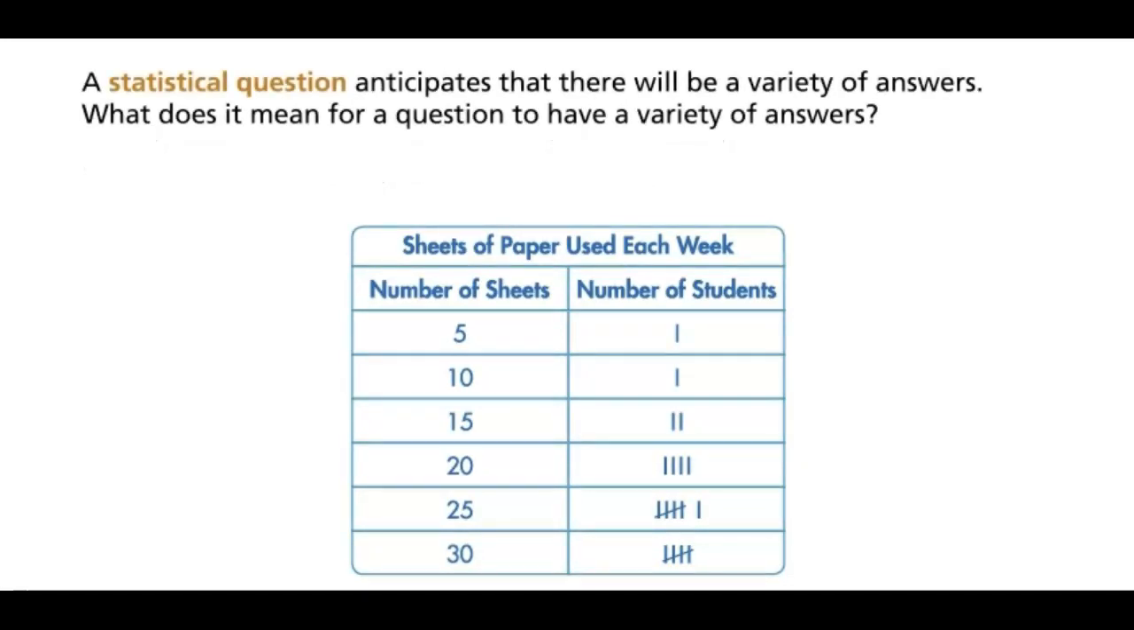A statistical question anticipates that there will be a variety of answers. What does it mean for a question to have a variety of answers? When you say variety, what does it mean? It's another word. What is another word for variety? Alana?